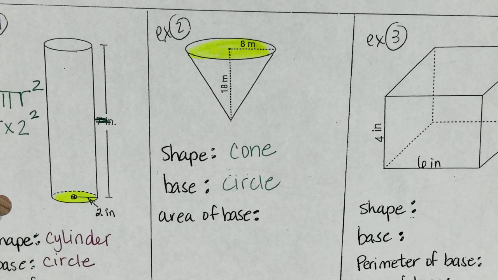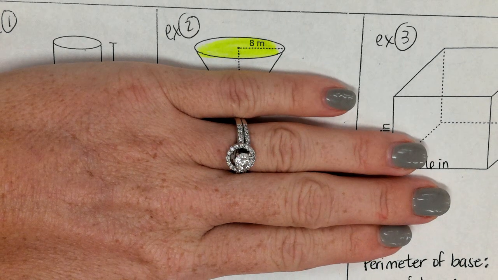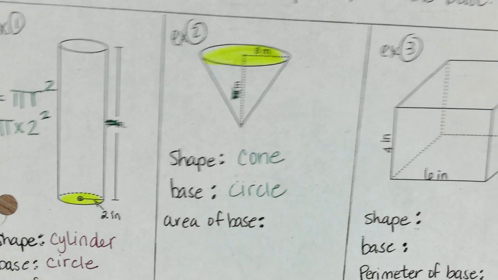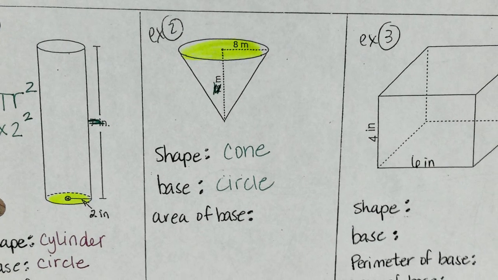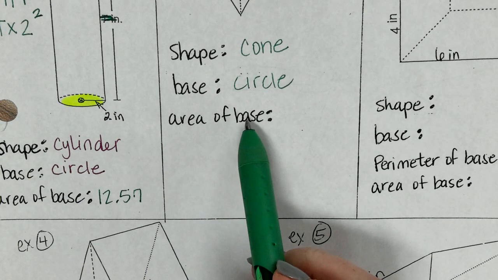So what number has nothing to do with the base? Are we going to talk about that number at all today? No, we're not going to use it. If you think it might confuse you, cross it out. You don't want to look at it today. That's the height of the cone, but all we're looking for today is the area of the base.